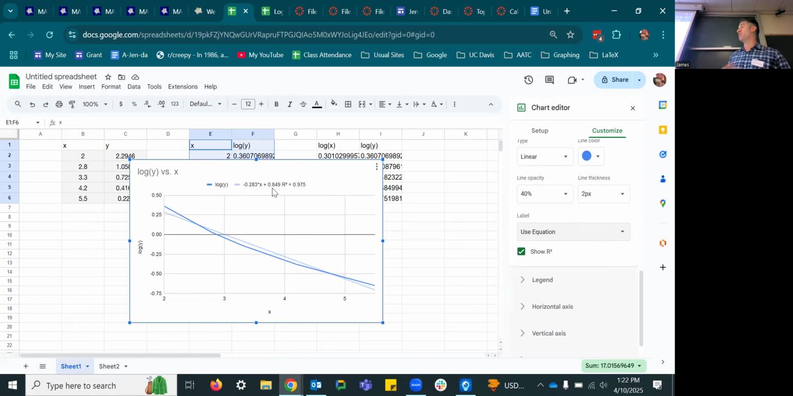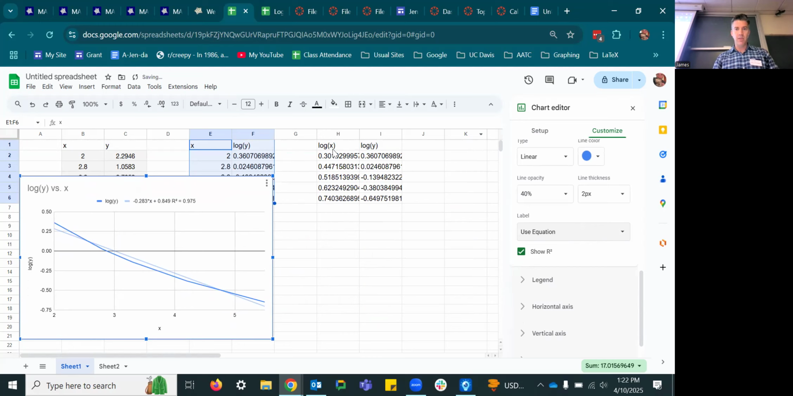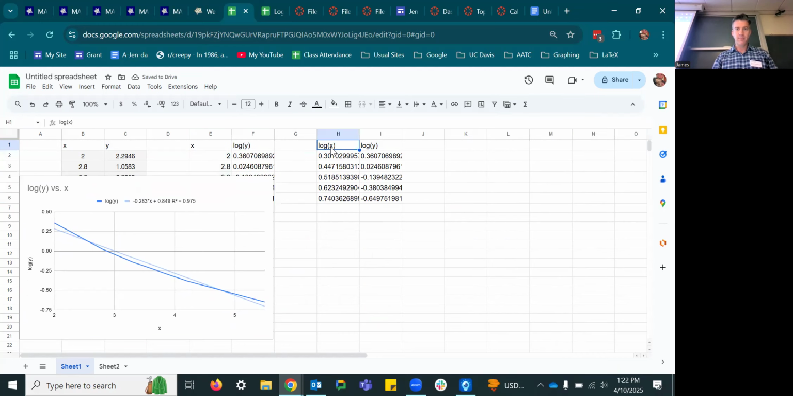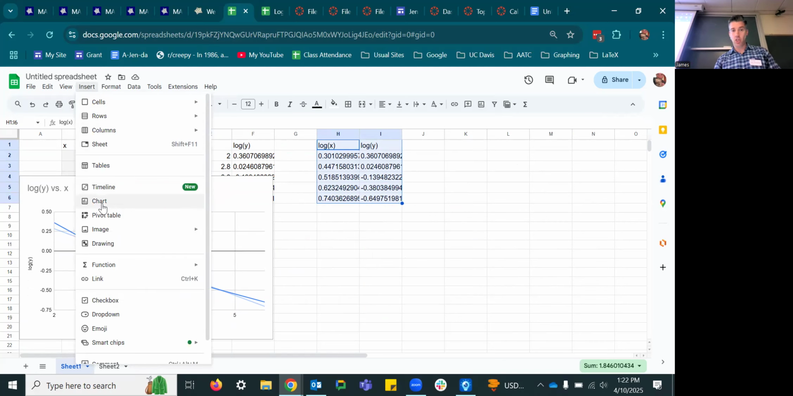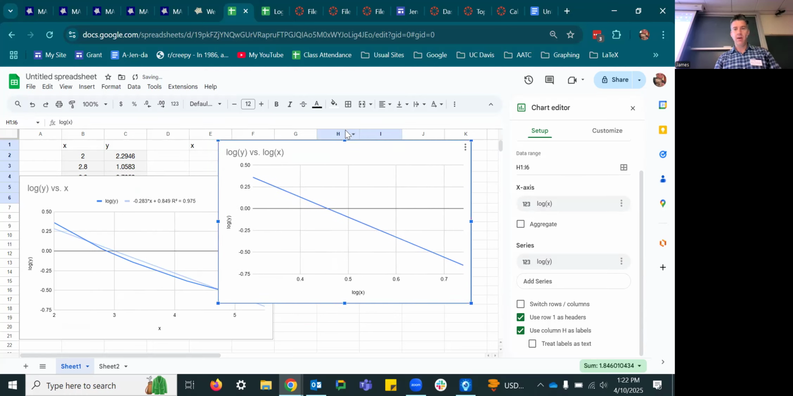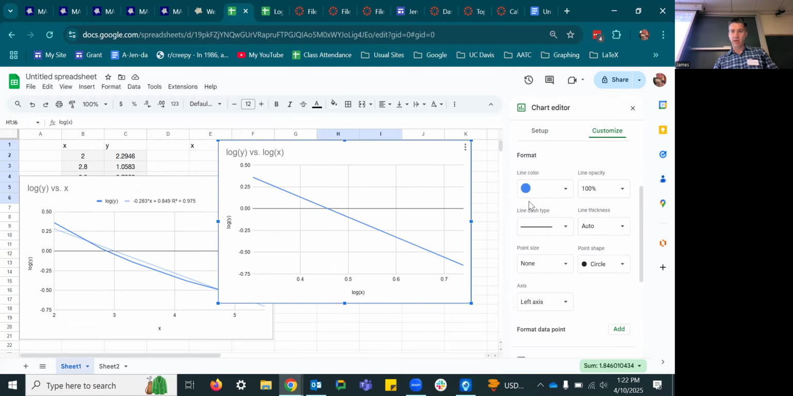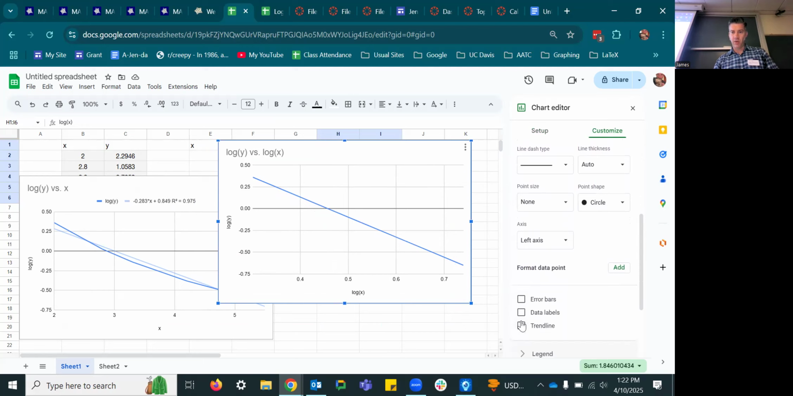We need to check the other one to see if it's a better fit. So we'll move this one somewhere out of the way. And then we'll do the same thing for these two columns. Again, highlight them fully, and then we're going to insert a chart. Oh, it looks straighter. It's probably the winner. And then we do the same thing with this chart: we go over to customize, we go to the series, and we turn on the trend line.